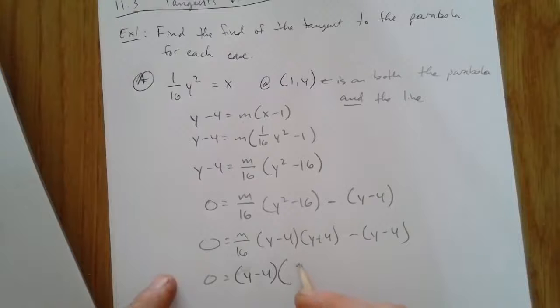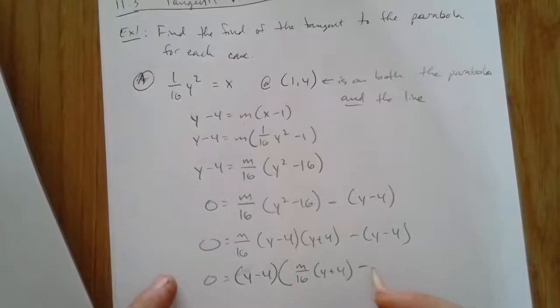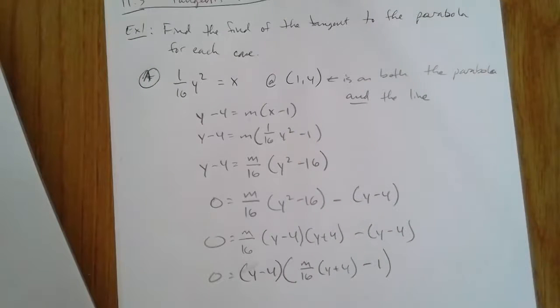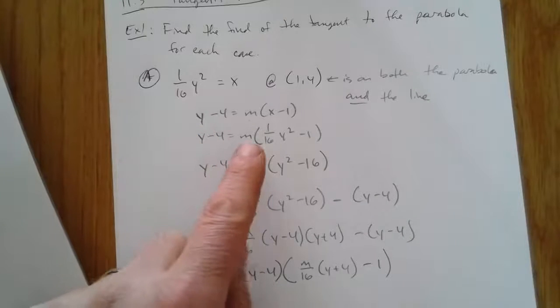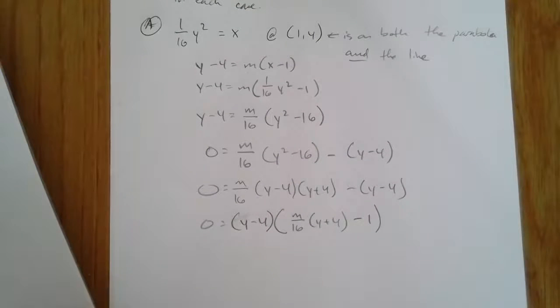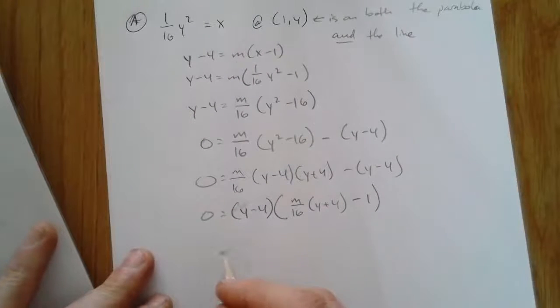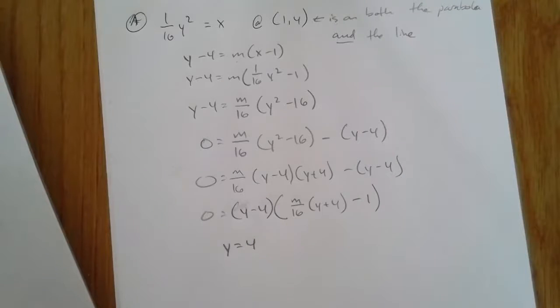So what's left for the first group? m over 16 times (y plus 4), and the second group was left with just a minus 1. So what does this tell me? What have I just learned? Remember, I'm looking for points in common. This tells me that y equals 4 is a value in common, but we know this from the given point.